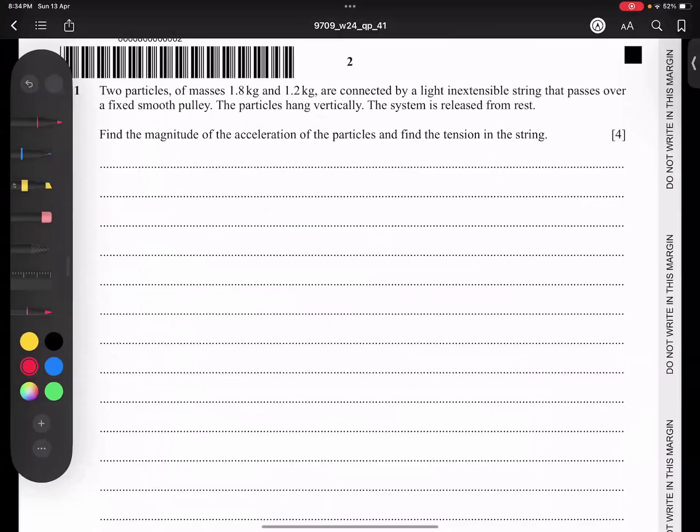Question number one: we have two particles, of mass 1.8 kilograms and 1.2 kilograms, connected over a pulley and hanging vertically, and the system is released from rest. Best technique: write the data, use zero, and make a diagram. The magnitude of acceleration is our task to find, and we also find the tension. So tension is a task as well. So have a look, students.